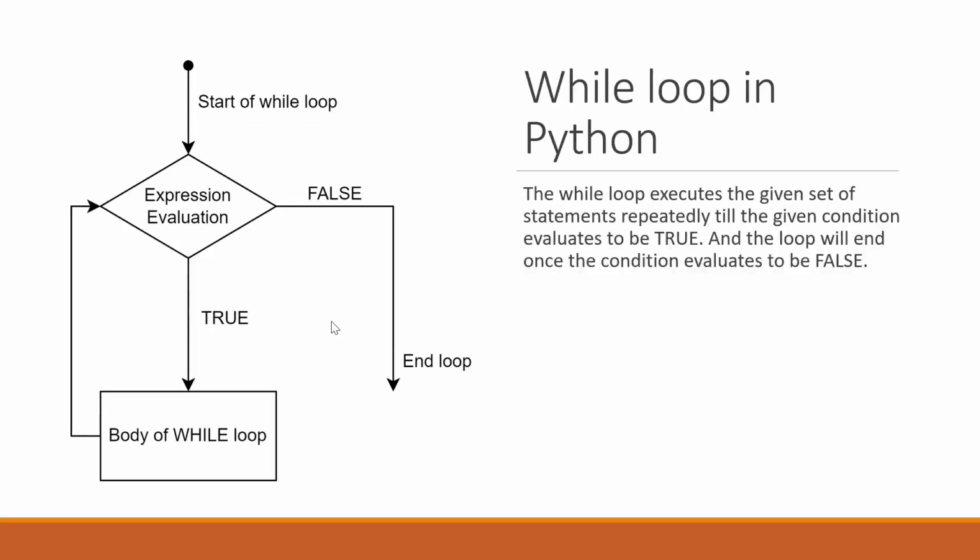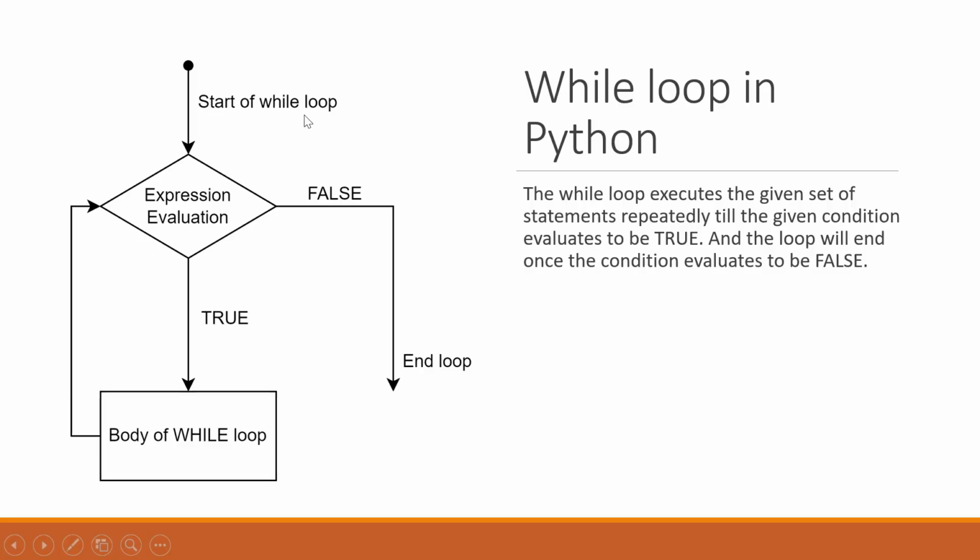After for loop, let's discuss how we can use while loop in Python. Now while loop is another looping statement available in Python, and its role is to simply execute the given set of statements repeatedly till the given condition evaluates to be true, and the loop will end automatically once the condition evaluates to be false. So here we can see the working of the while loop.